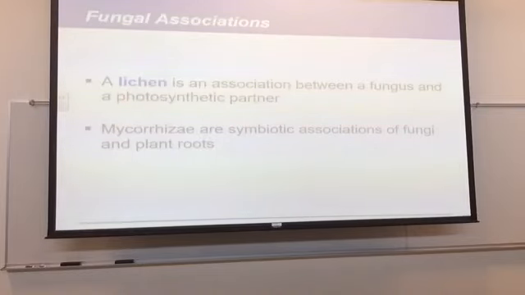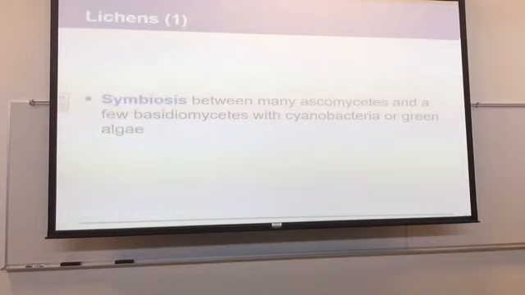Does it necessarily have to be algae as its photosynthetic partner? No, but a lot of times it is. A cyanobacteria could be that. Anything that's photosynthetic that could produce sugars or food that it could eat, because again, fungi are heterotrophic. And then mycorrhizae are the fungal associations with roots, and we're going to talk about each in a little more detail.